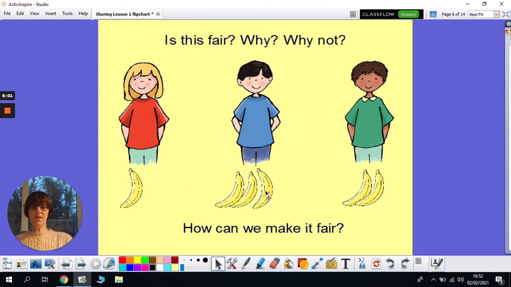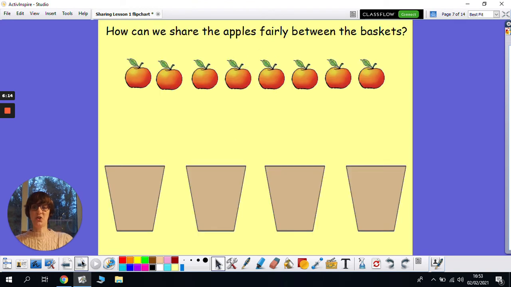If we gave one of these bananas to this little girl over here, she'd have 2. And he'd have 1 less, so he'd have 2. And he'd have 2 as well. They would have 2 each. We need to make it fair by giving them 2 each.